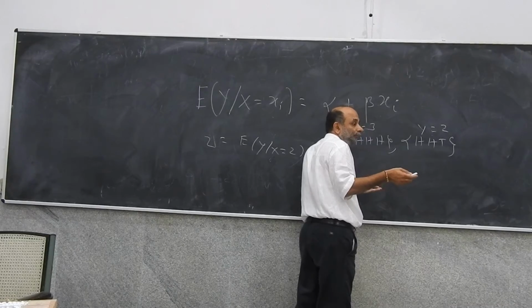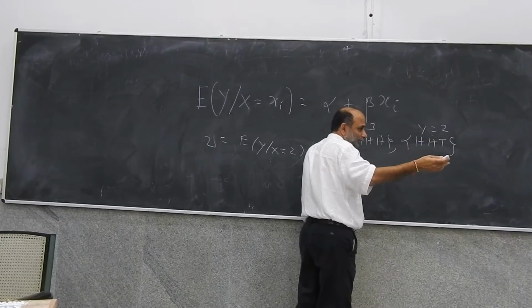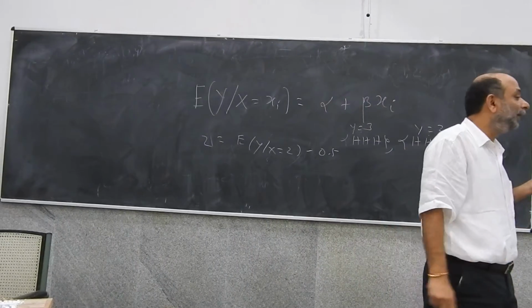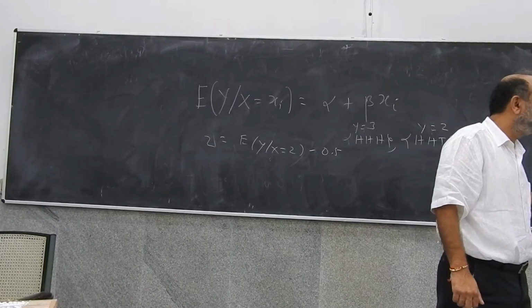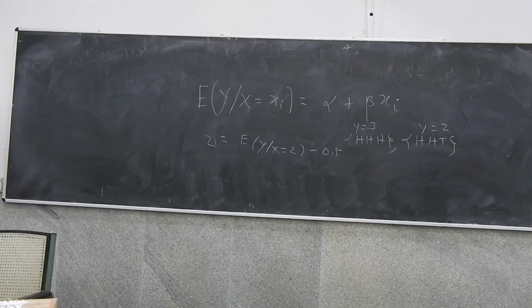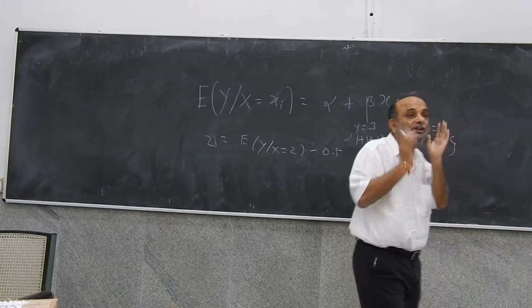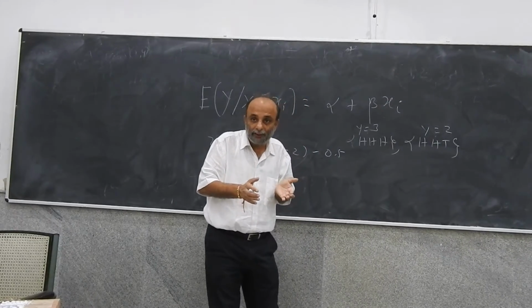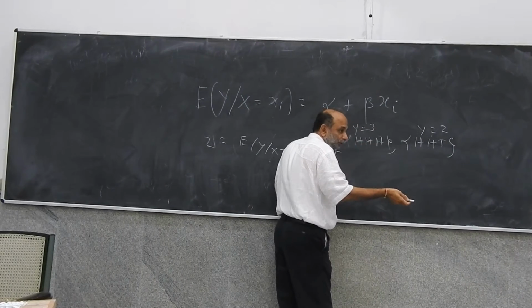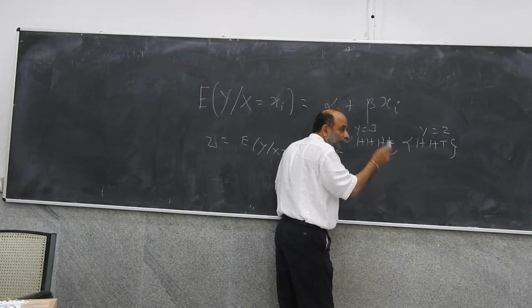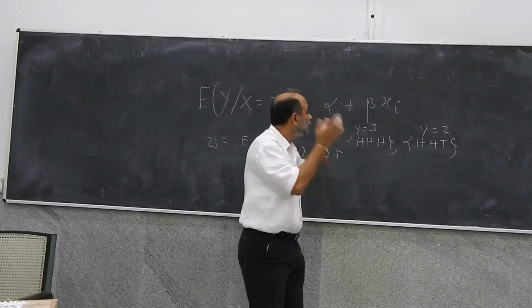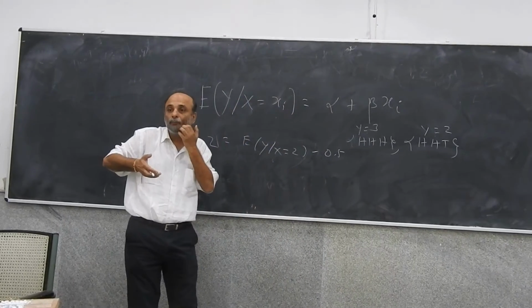What is y? Number of heads on all the 3 tosses. What is x? Number of heads on the first 2 tosses. Right? So given that there are 2 heads on the first 2 tosses, what are all the possible values that y can take? 3 and 2. Both these values are equally likely. So what would be the expected value of y given x equal to 2?